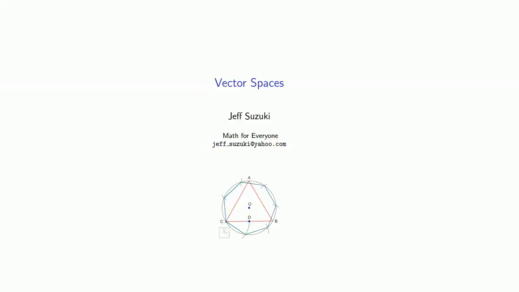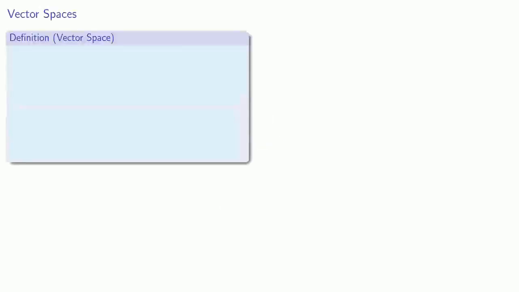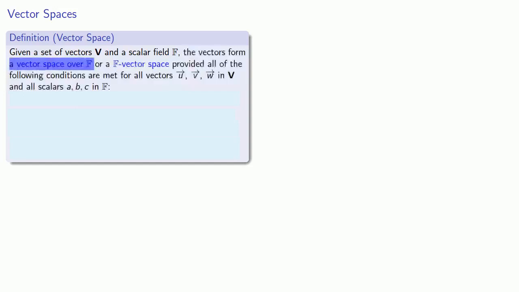One of the central ideas of linear algebra and of higher mathematics is the concept of a vector space. So what's a vector space? Well, suppose I have a set of vectors V and a scalar field F. We say that the vectors form a vector space over F, or an F vector space, provided that all of the following conditions are met for all vectors u, v, w in our set of vectors, and all scalars a, b, c in our scalar field.